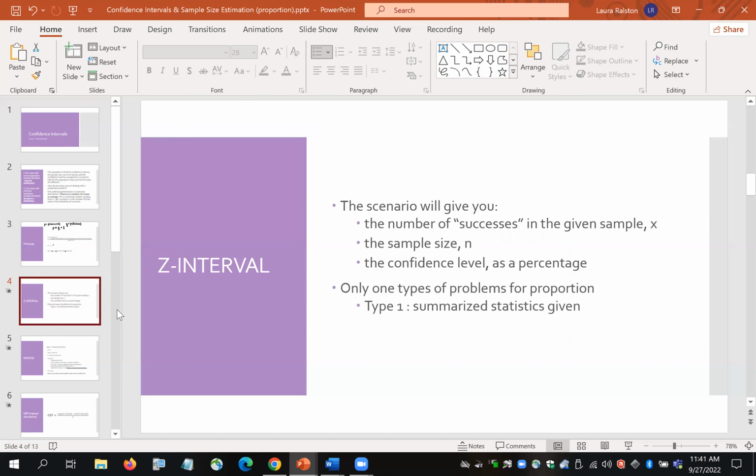Okay, these are actually considered Z intervals because even though it's based on a binomial distribution, that binomial distribution is approximated by a normal distribution, and the interval that's connected to the normal distribution is called a Z interval. So we call it a Z interval for proportions. And you're going to be told the number of successes in your given sample, the sample size, and the confidence level that you're trying to create. And we really are only going to consider one type of problem here where we are given the summarized data.